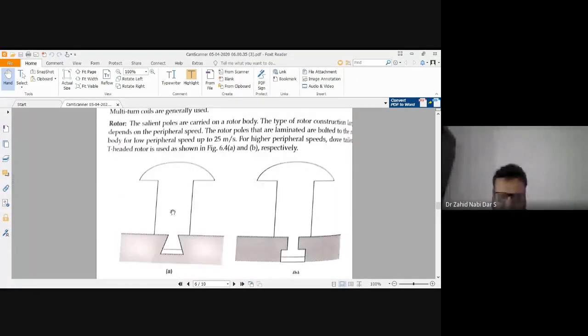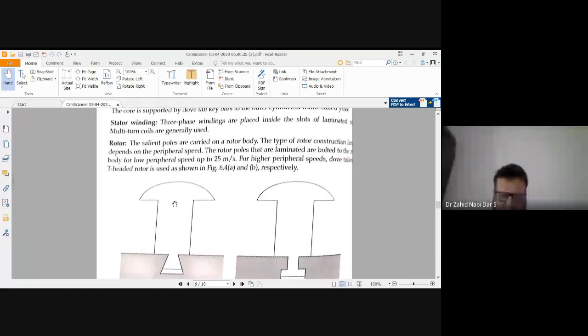And this is the rotor. The salient poles are carried on a rotor body. The type of rotor construction depends on the peripheral speed. We have studied peripheral speed in induction motors also. Your peripheral speed is given by pi into D into N s, that is, pi D N. So the rotor poles that are laminated are bolted to the rotor body for low peripheral speeds up to 25 meters per second.